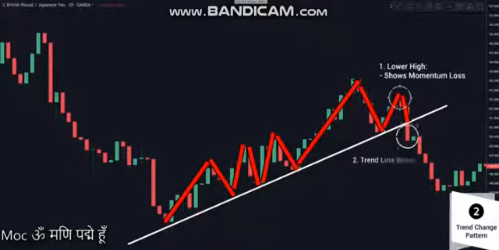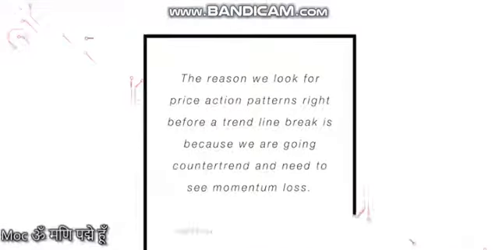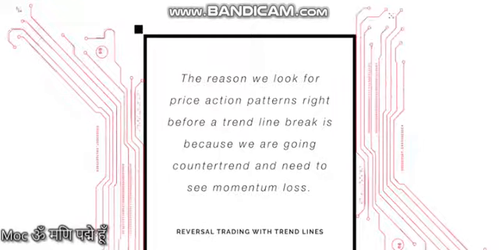Once price then breaks the trend line, this confirms the trend change and shows bearish momentum entering the market. Again, the reason you want to look for reversal price action patterns before a trendline break is because it shows momentum loss, which is important when you go against a strong trend.